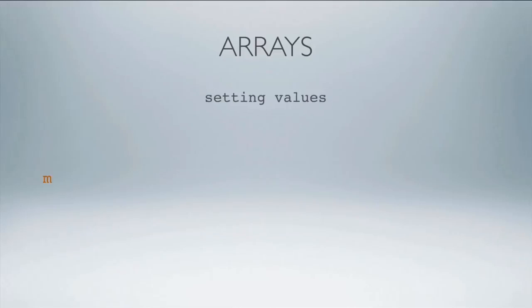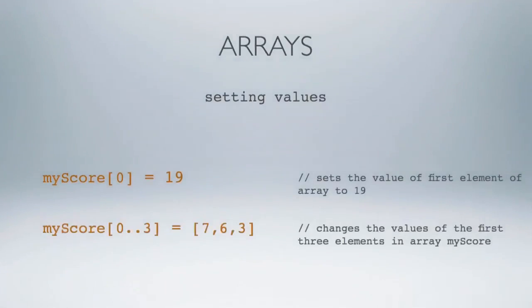If you need to change the array's elements' values, you just use the equals operator, specifying what elements you need to change. Also in this case, it can be a single element or a range of elements.